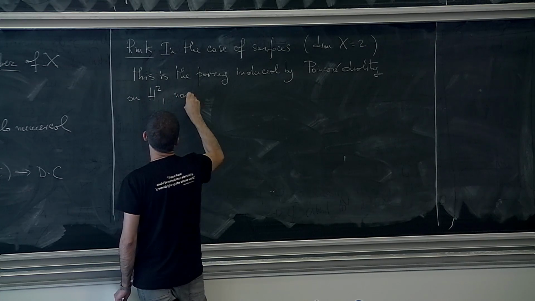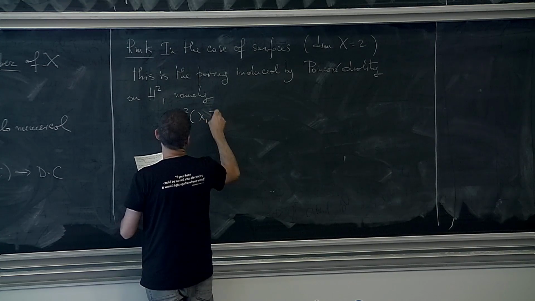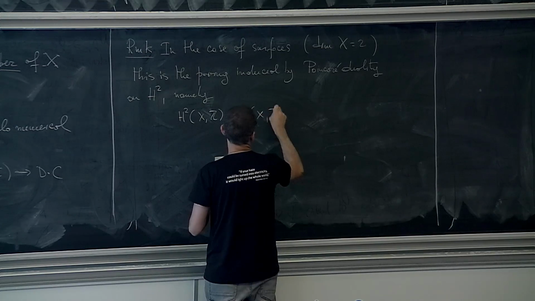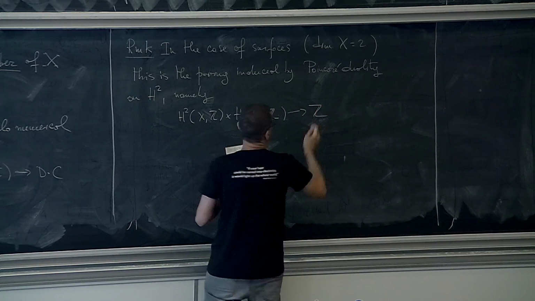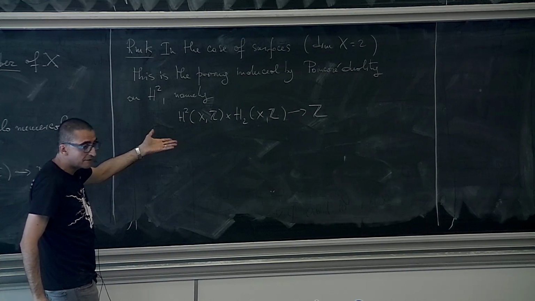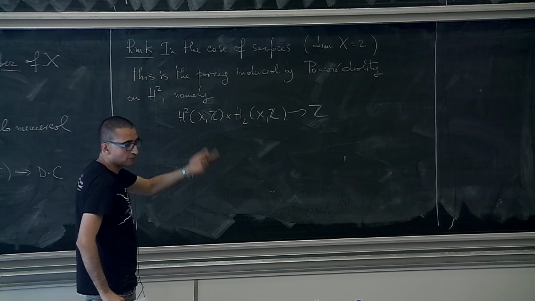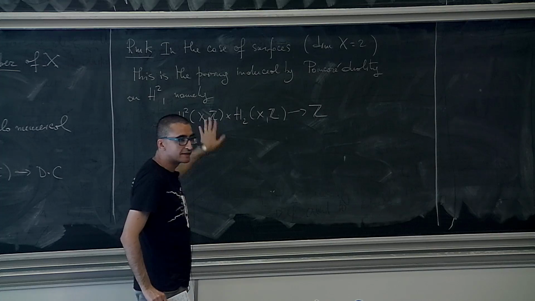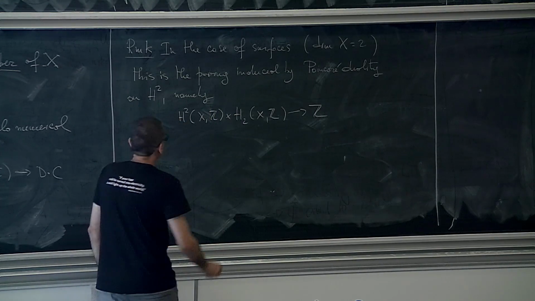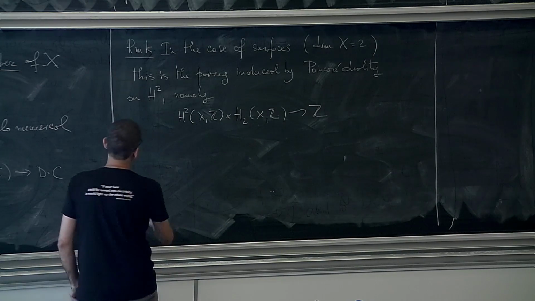Namely, you have a Poincare duality from here to here. This is because if you have a projective surface as a real manifold, the underlying real manifold is a smooth real 4-manifold, and so you have this Poincare duality. And this is non-degenerate. So, okay.